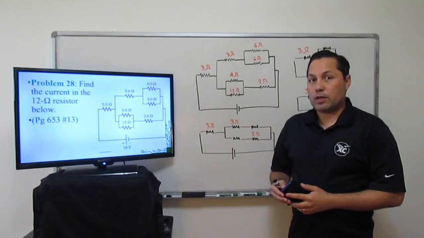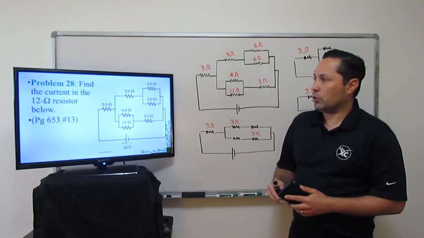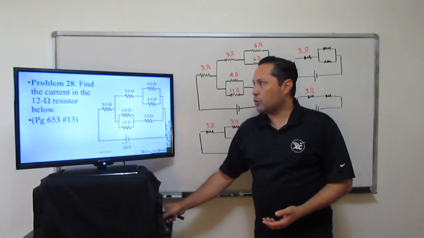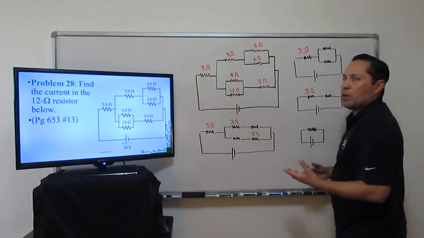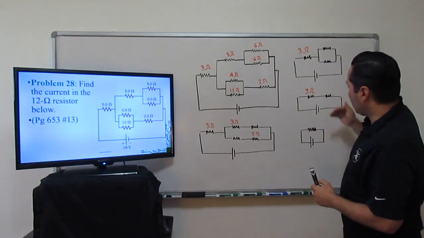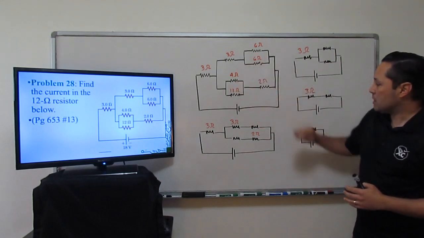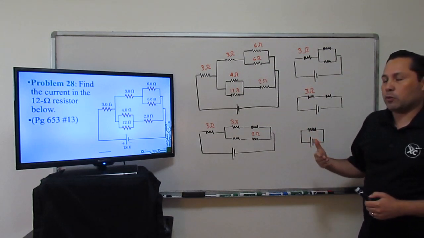In problem 28, we're asked the following question. Find the current in the 12 ohm resistor below. Alright, so we're given this schematic right here, and they ask us to find the current for it. Alright, so here we have it. What we're going to do is start reducing it, step by step, until we can get just one equivalent resistor for this whole diagram, and then we're going to find the current for the whole circuit. So that's where we're going to start.